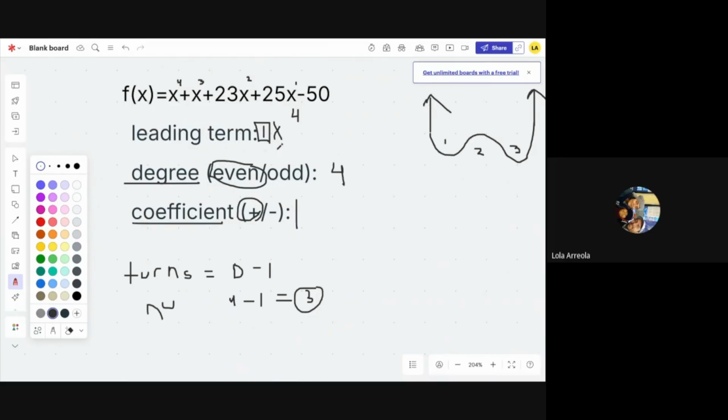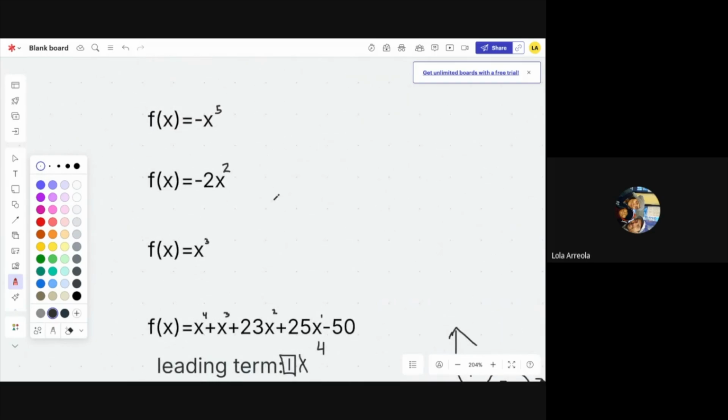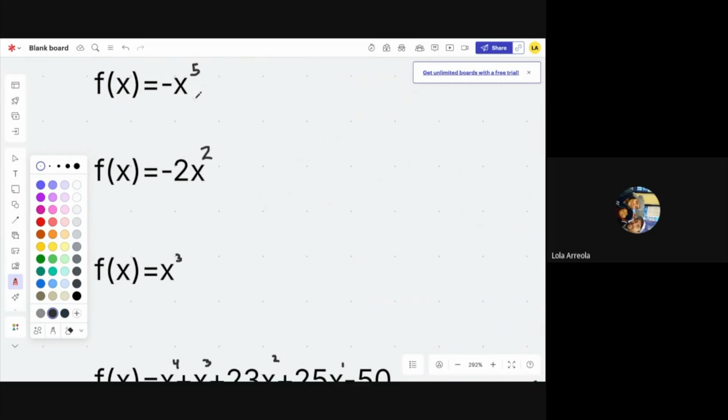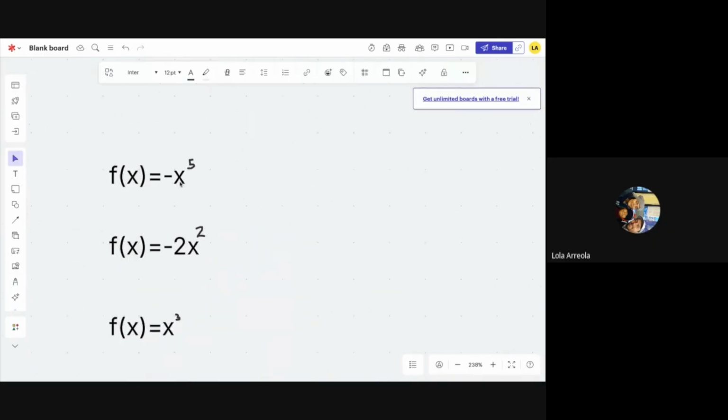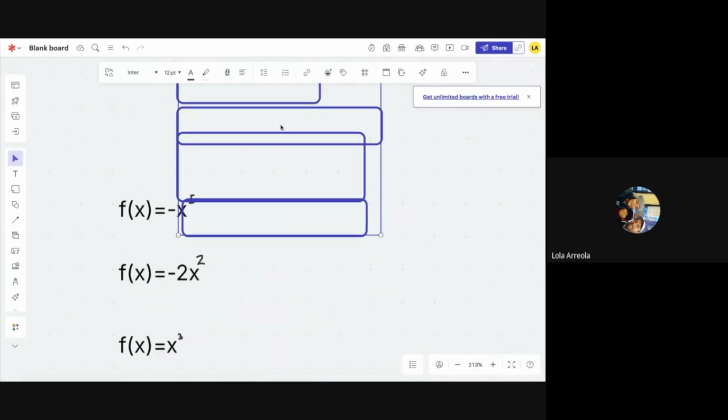And that is all. All right, so that's just us practicing the chart. We're going to do the same thing for all of these guys, basically. All right, so we're going to do the same thing for this problem right here.